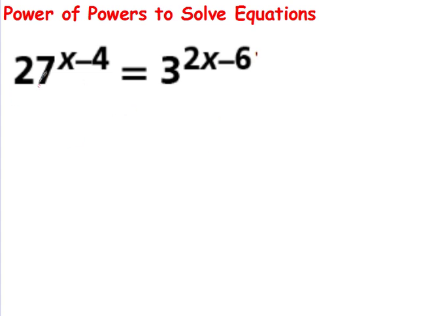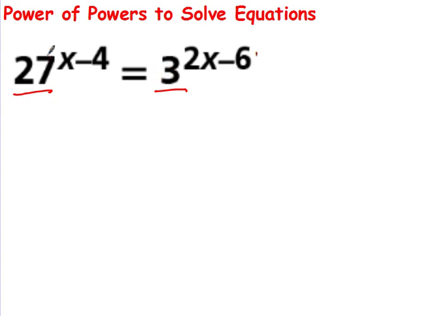Now if we look, I have 27 to the power of x minus 4 is equal to 3 to the power of 2x minus 6. Notice how I have different bases here. We know with all of our properties we have to have the same base in order for them to work. So I don't have the same base right now, which is a problem. What I need to figure out is how I can have the same base. Am I able to go backwards with one of these numbers? Am I able to change this 27 into a base of 3, but with an exponent?